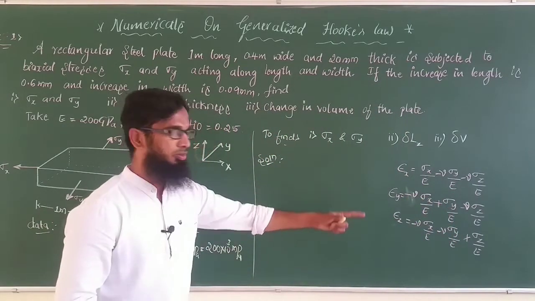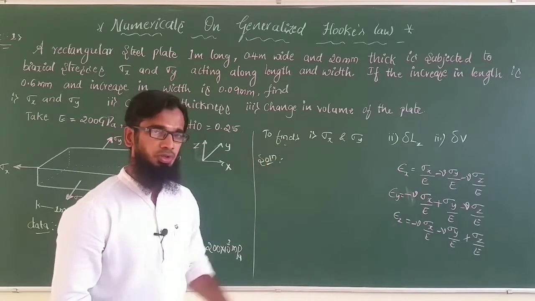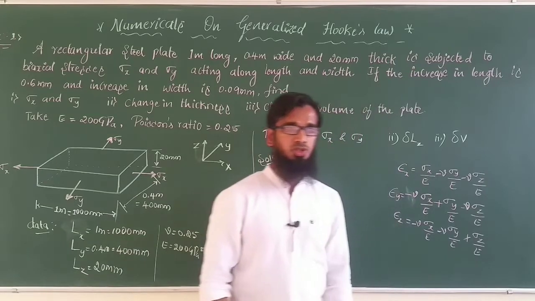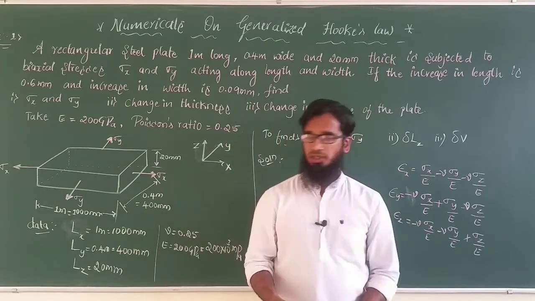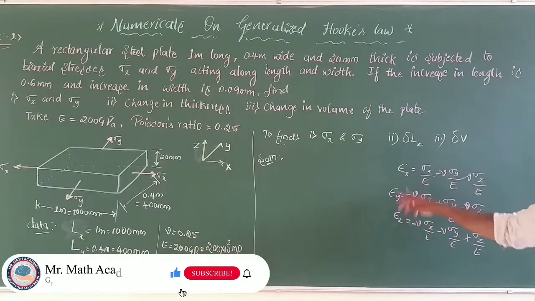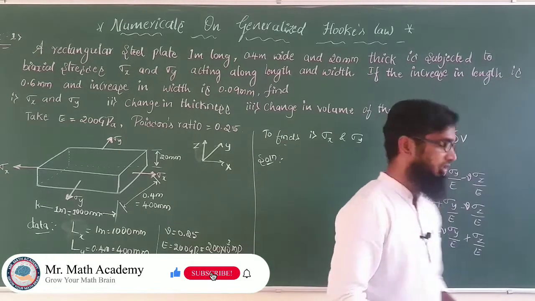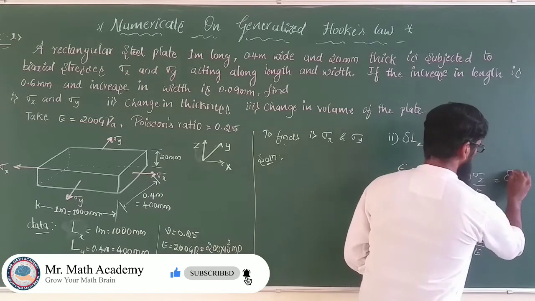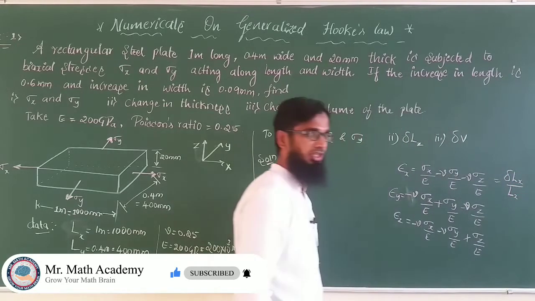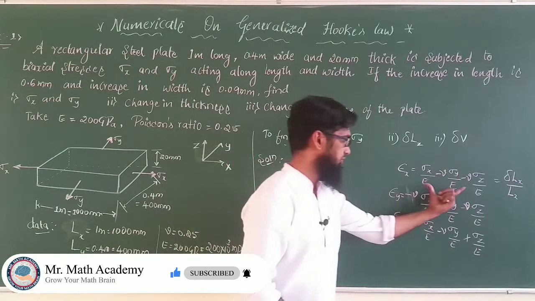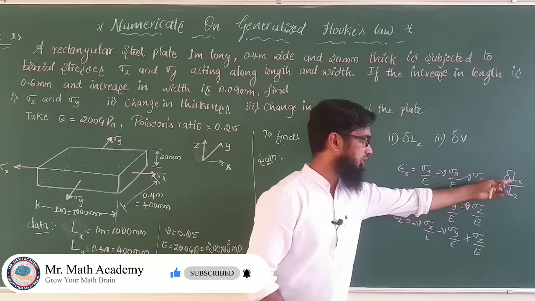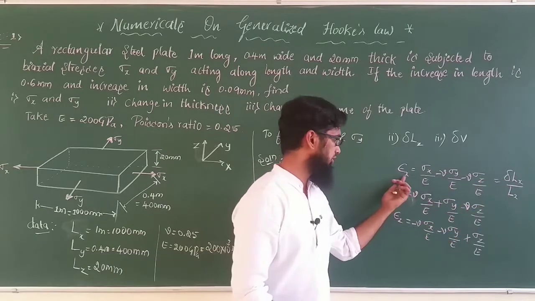These equations help us solve for some of the terms over here. Now again, epsilon x is nothing but the strain in the x axis. I can also write it as delta Lx by the length in the x direction. Because this is a generalized Hooke's law, but the basic thing is: strain is nothing but change in length by original length in the x direction.